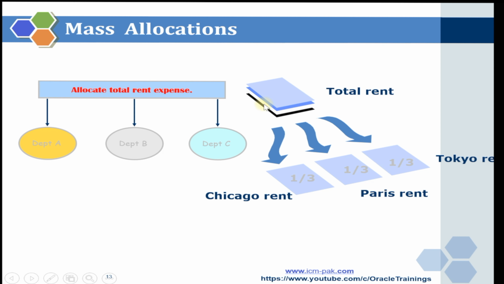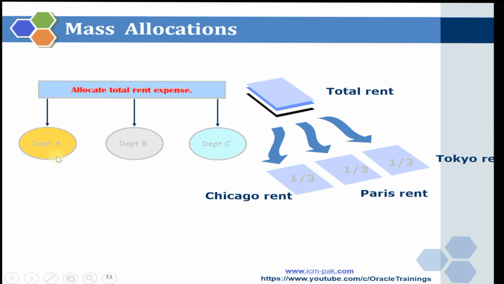For example, you have a building. In this building you have 3 separate offices, and for the 3 separate offices you receive only one rent, and you want to divide the rent across the 3 companies based on some formula or rule. You will use the cost allocation. Same like this, for example, you have a rent expense for one company, but this company has multiple departments.